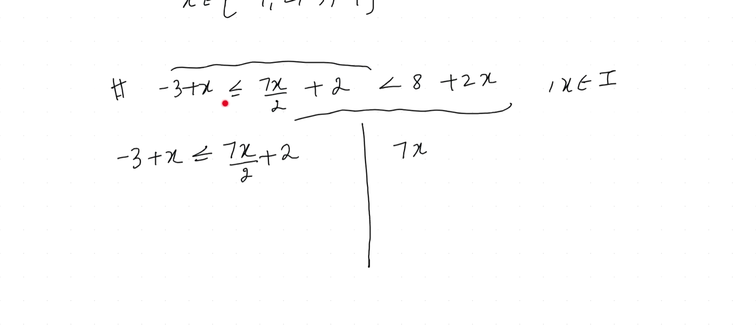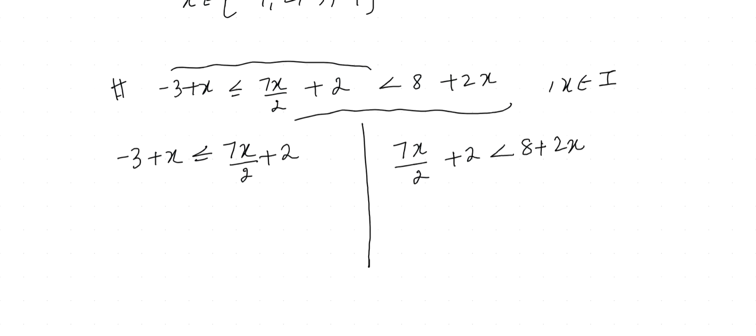See, first you take all the way up till here. You forget what happens after the second inequality. And then you forget the first inequality and what comes before. Then you just take the other two things. All right. So 7x by 2 plus 2 less than 8 plus 2x.